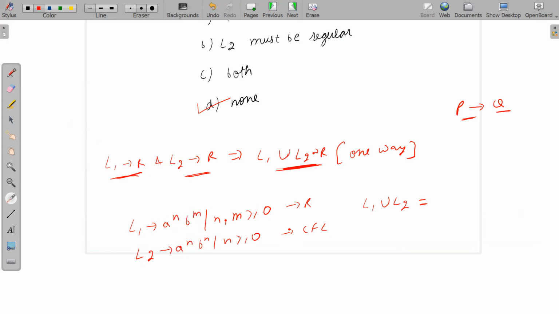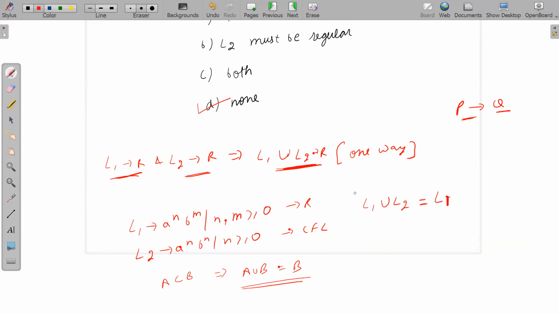I think you have noted this down. So L1 union L2 will be L1 only. Because if A is a subset of B, I think you know all these things, then A union B will be B only. This is an obvious thing. By set theory, you can easily say all this. So L1 union L2 will be L1 only.